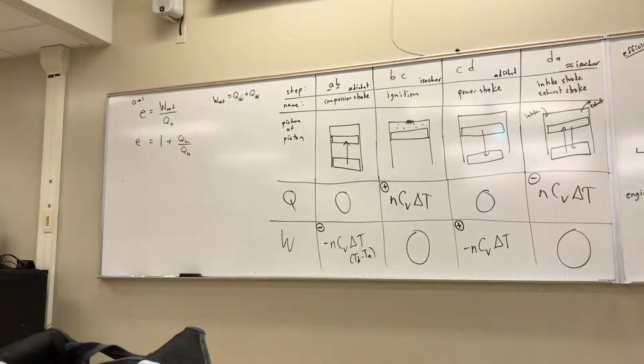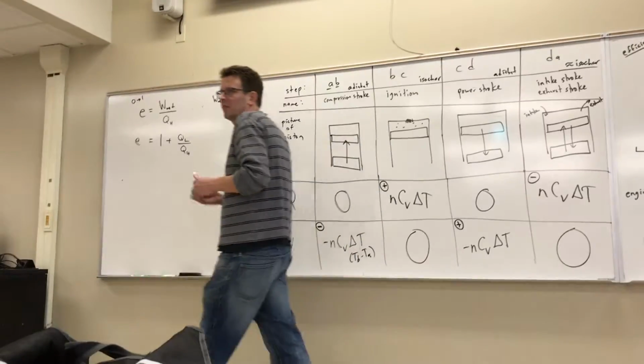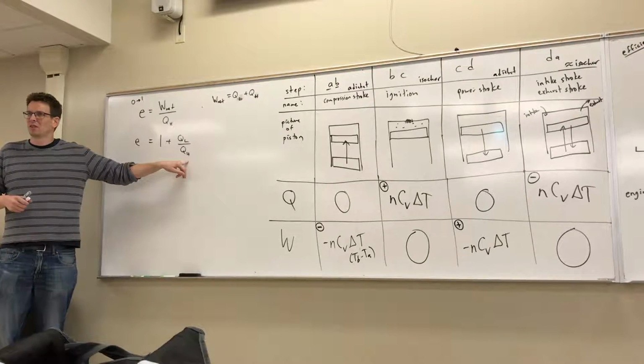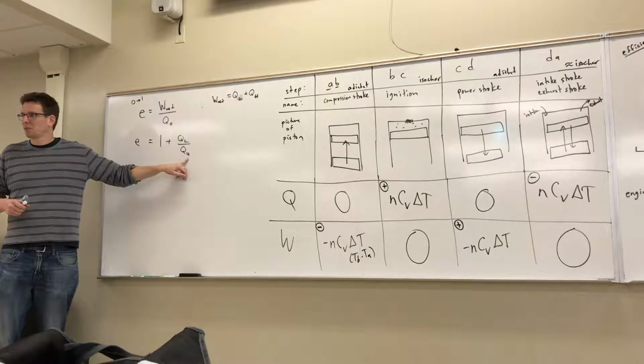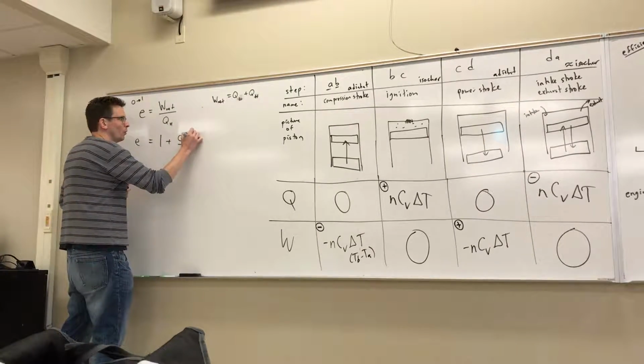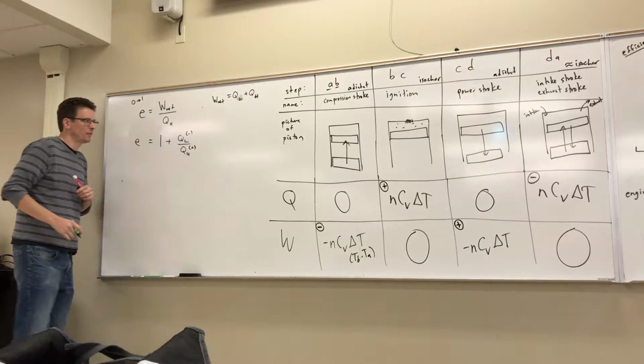Efficiency has to be less than 1. Except for here, I seem to be directly contradicting that: 1 plus something. Of course, what's the resolution? Is this really bigger than 1? No, Q_L is negative, while Q_H is positive, so this is less than 1.